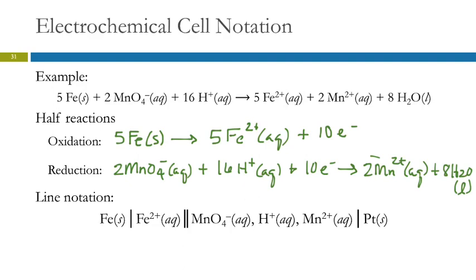If you were starting out with just permanganate ion and manganese 2+, you'd be doing that half reaction balancing method where we balance all the elements besides oxygen and hydrogen, then the hydrogen and the oxygen, and then you take care of the charges with the electrons. Any other questions?